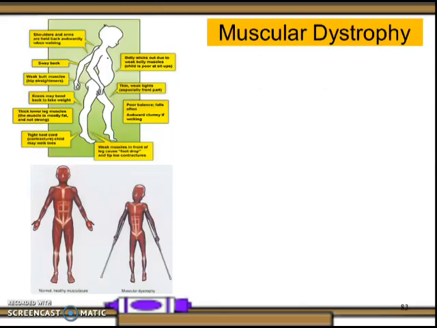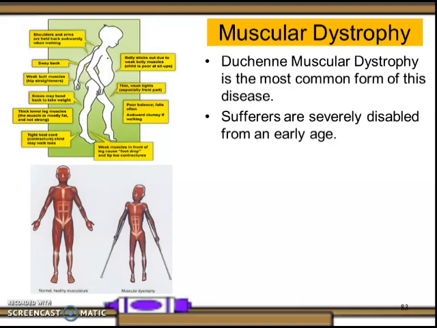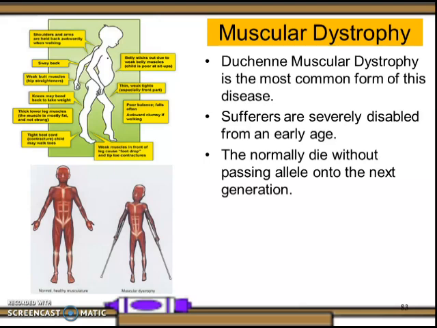Muscular dystrophy. Duchenne muscular dystrophy is the most common form of this disease. Duchenne muscular dystrophy is a sex-linked disorder that results in the weakening or loss of skeletal muscle. Sufferers are severely disabled from an early age. It is caused by a defective version of the gene that codes for a muscle protein. They normally die without passing the allele onto the next generation.